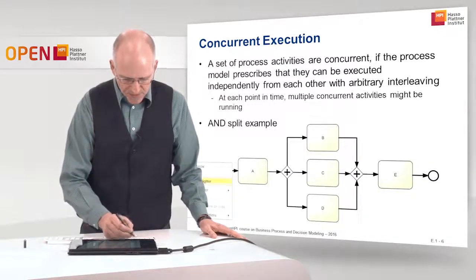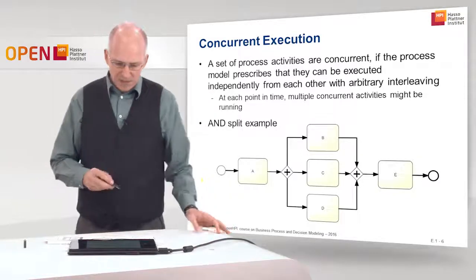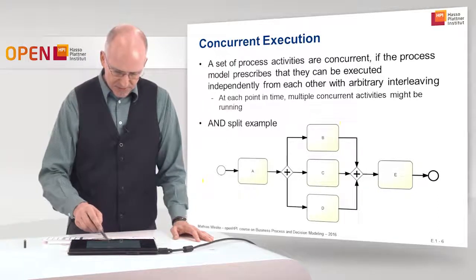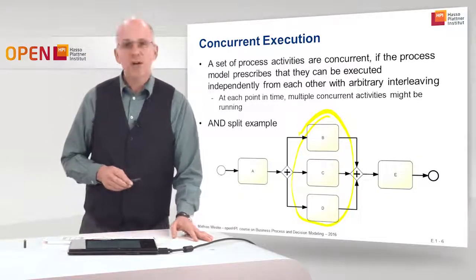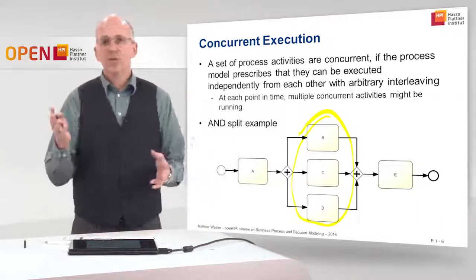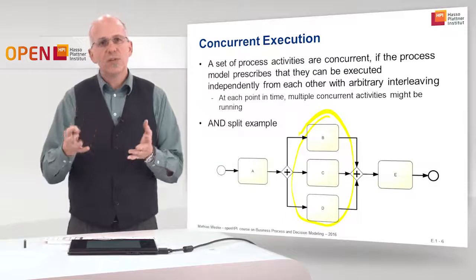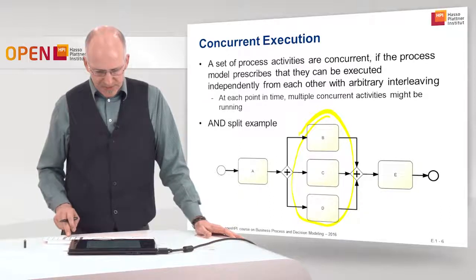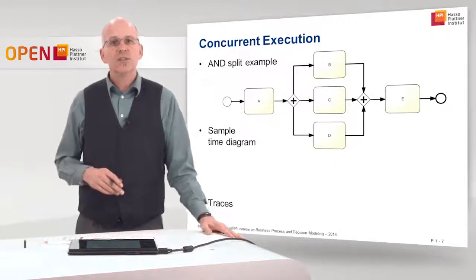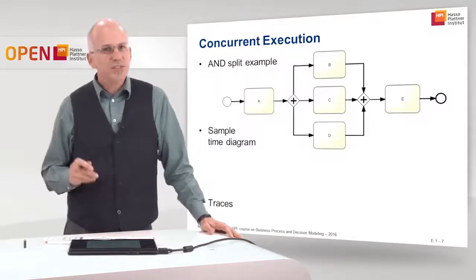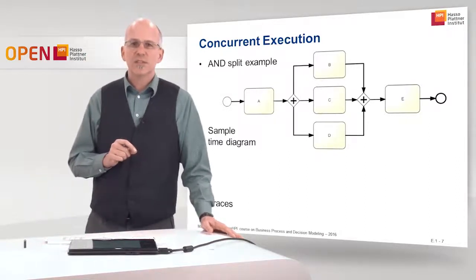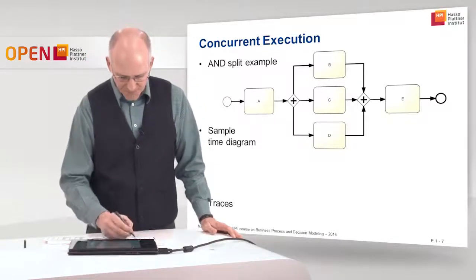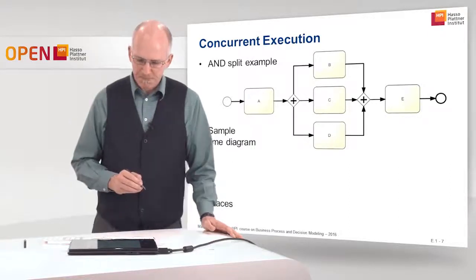We have concurrency in our process model when, for example, we have an AND split and an AND join. So these three activities are concurrent because they can be executed in any ordering with any interleaving or concurrently at the same time as we like. To stress this in a bit more detail, we also look at time diagrams in this context, and we see that time diagrams for concurrent processes or concurrent activities look a bit different from the ones we've seen before. So what is the difference in detail?